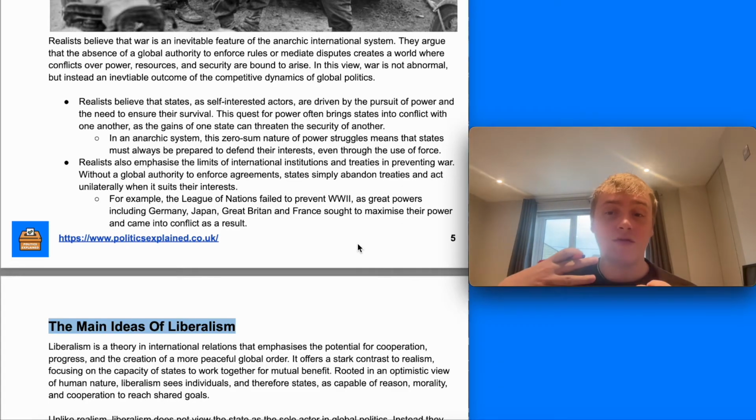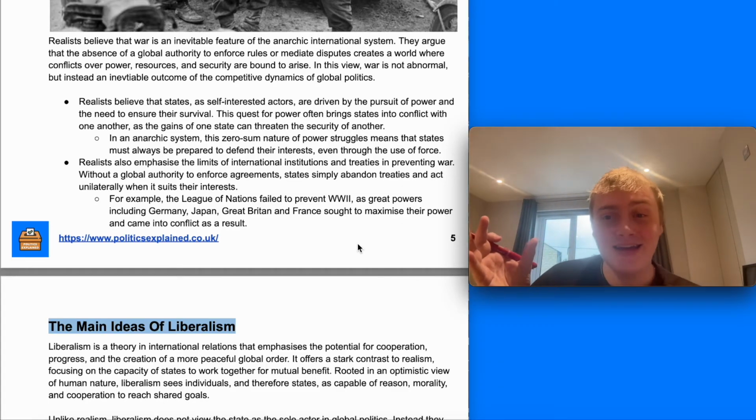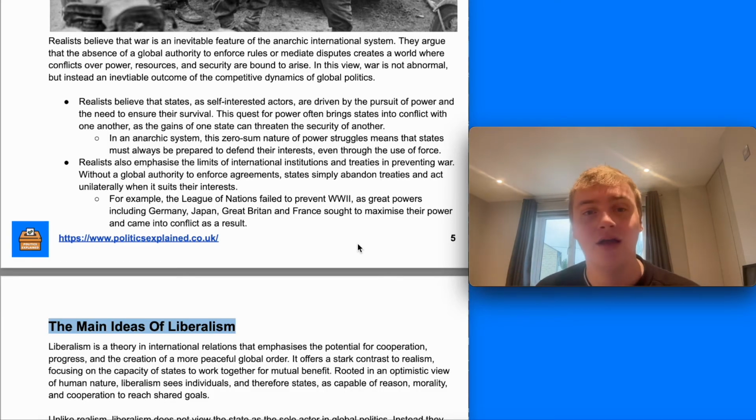That means that if one state increases its power, that has to be taking power away from another state or threatening the other state. And that means that states always have to be prepared to defend their interests, even through the use of force. Realists emphasise the limits of international institutions and treaties in preventing war. As for them, without a global authority to enforce agreements, states simply abandon treaties and act unilaterally when it suits their interests. For example, the League of Nations failed to prevent World War II, as great powers including Germany, Japan, Great Britain and France sought to maximise their power and came into conflict as a result.